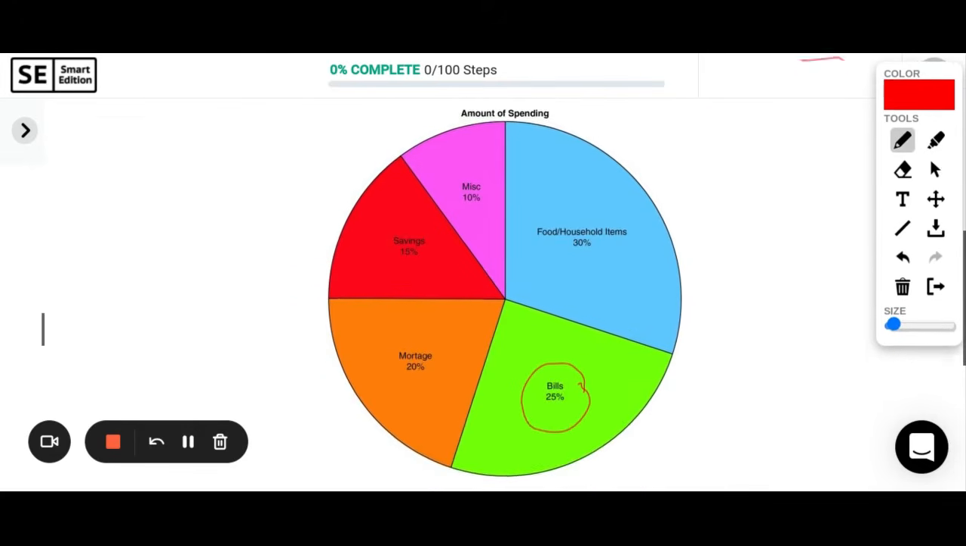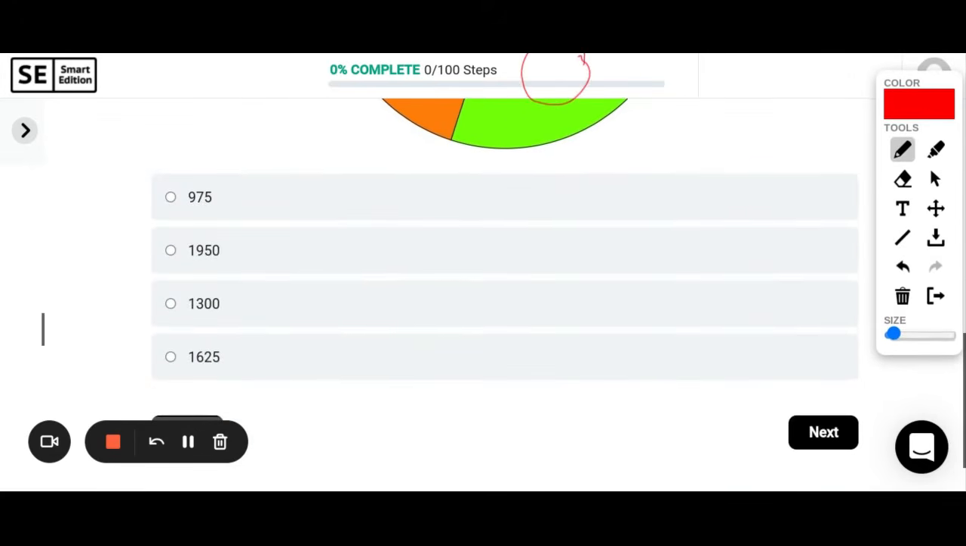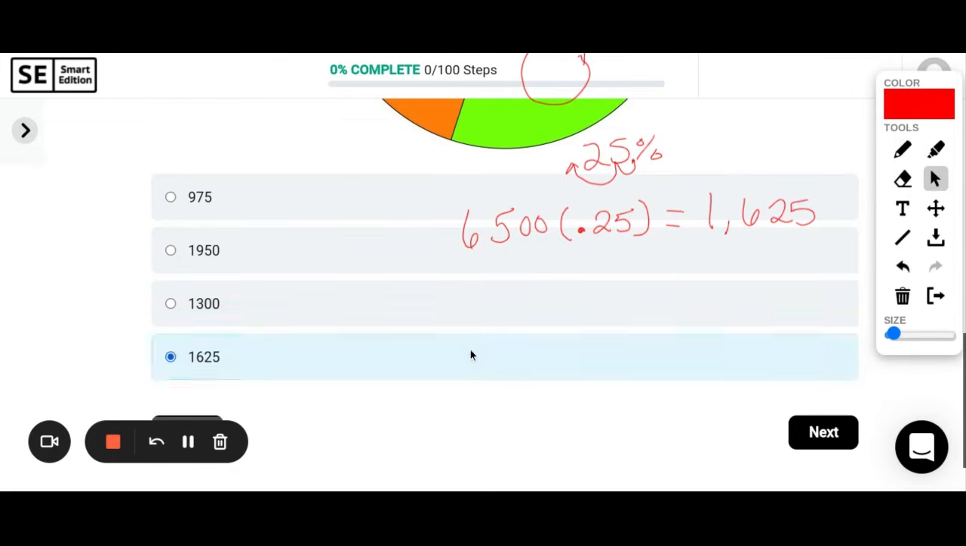Okay, so 6,500, I need 25% of that. I'm just going to do 6,500 and multiply that by 25%, but I need to turn it into a decimal. So remember to go from a percent to a decimal, I just need to swoop it twice. So 0.25 is what I can multiply 6,500 by, and I get 1,625. So that is what they spend on their bills.